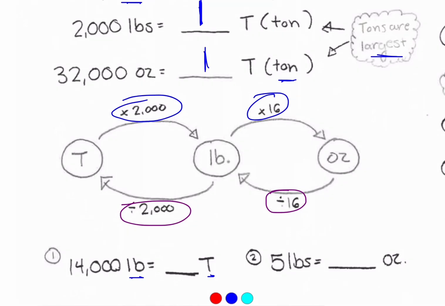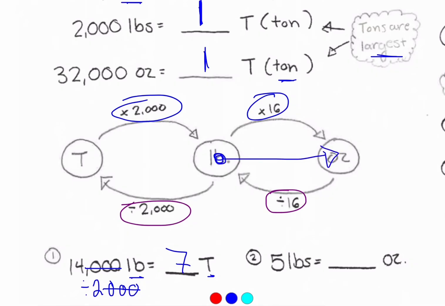So if I'm going from pounds to tons, I'm not going to need to use the blue times 2,000. I'm actually going to need to use the purple divided by 2,000. Oh, that's a big number. That's hard. No, don't overthink it. There's 3 zeros here you can cross out. There's 3 zeros here. What's 14 divided by 2? That's 7.